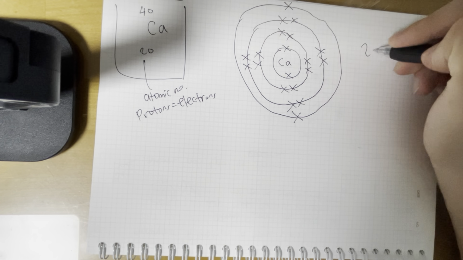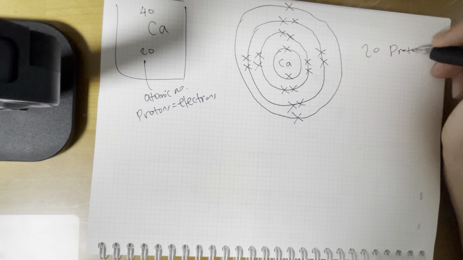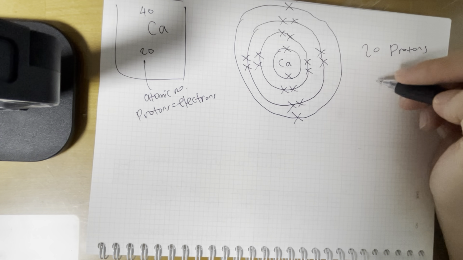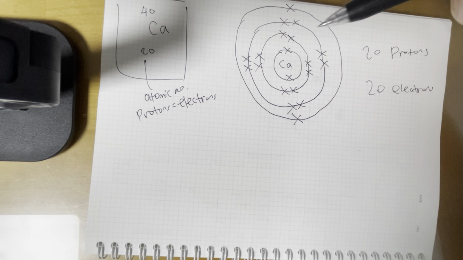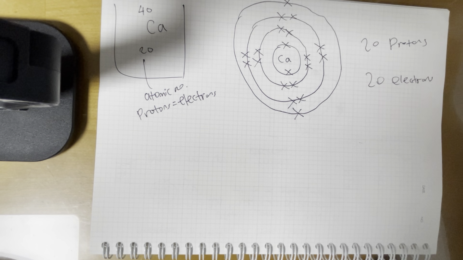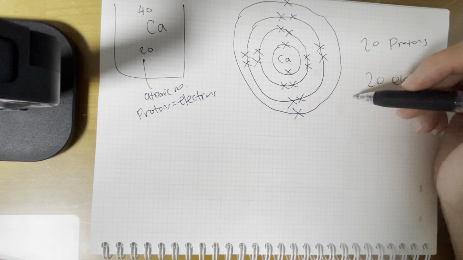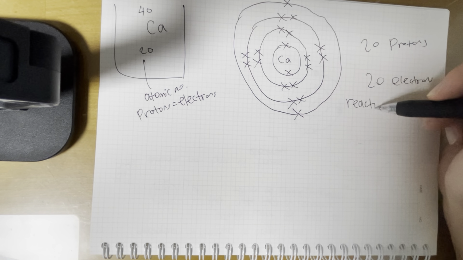So it currently has 20 protons. Remember, the default within the periodic table, number of protons and electrons are the same. So currently this calcium atom is not an ion. It's just calcium. It's just a calcium atom. 20 protons and 20 electrons. And 2 in the outer shell. So this is very reactive and unstable.